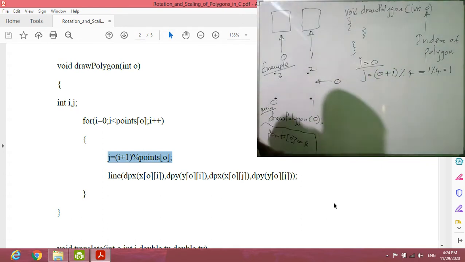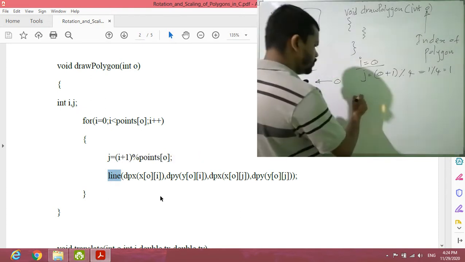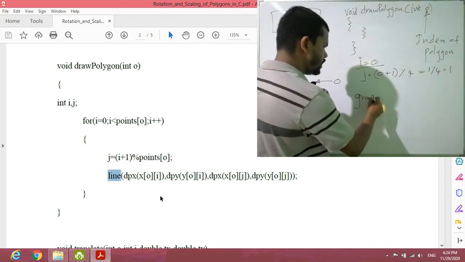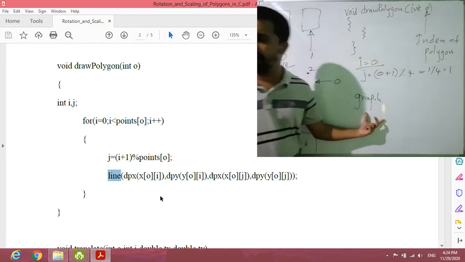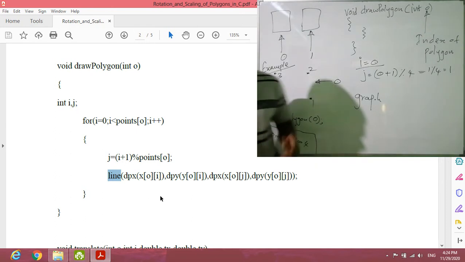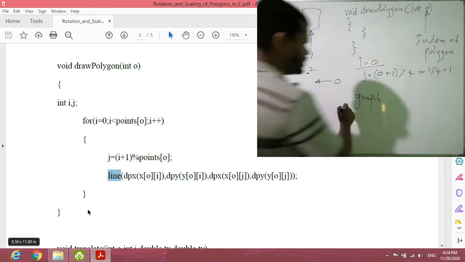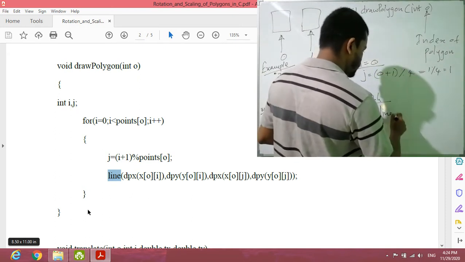So in this situation we invoke this line function. Earlier I told you we had included a user defined header file. Inside this header file we have defined this line function.